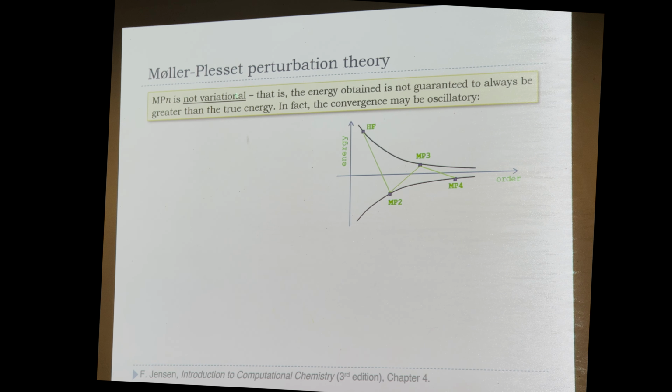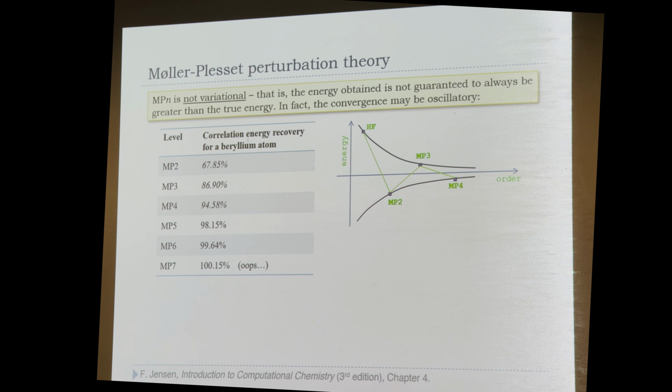Be careful, MP is not variational. Perturbation theory, of course, is a deterministic correction. There's no variational treatment there, and so the energy needn't actually go down. In fact, in some cases, it can go up or even oscillate like that. It's not uncommon to get your Hartree-Fock reference energy, then MP2 goes way down, but then MP3 goes up, MP4, and so on.